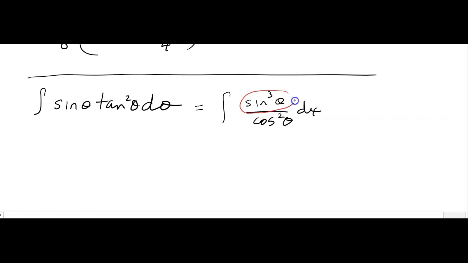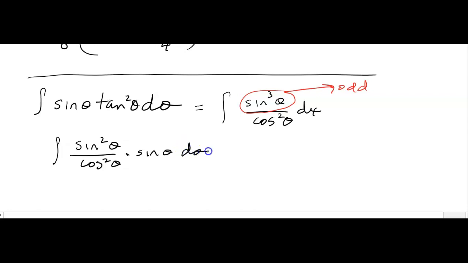Now, here's what I want you to notice. This is kind of nice. This is an odd. So if we take out an odd, that could help us, and it leaves us with sine squared theta over cosine squared theta. When I mean take out, we're sticking the sine over here to possibly be a du at some point. Can we make that a du?